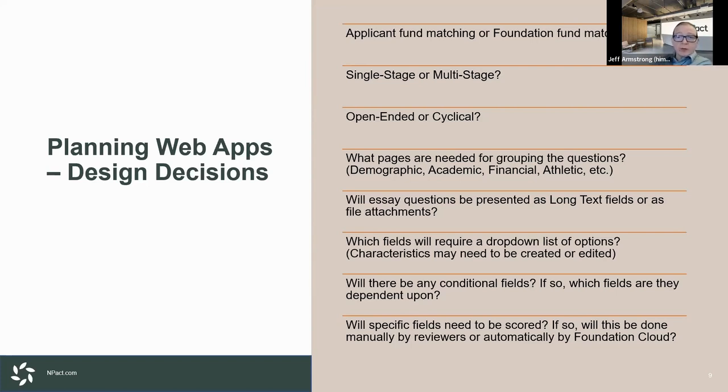Which fields are going to require a drop-down list of options? If you're going to ask them, what's your field of study, do you want to give them a drop-down of all the various options for a college major? If so, you're going to have to go into your characteristics in Foundation Cloud Grants and get those all set up properly. Do a little bit of early planning there.